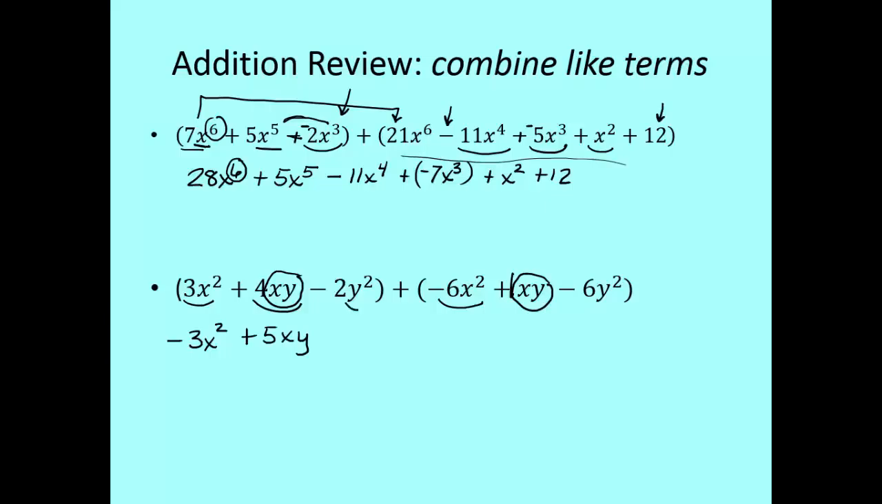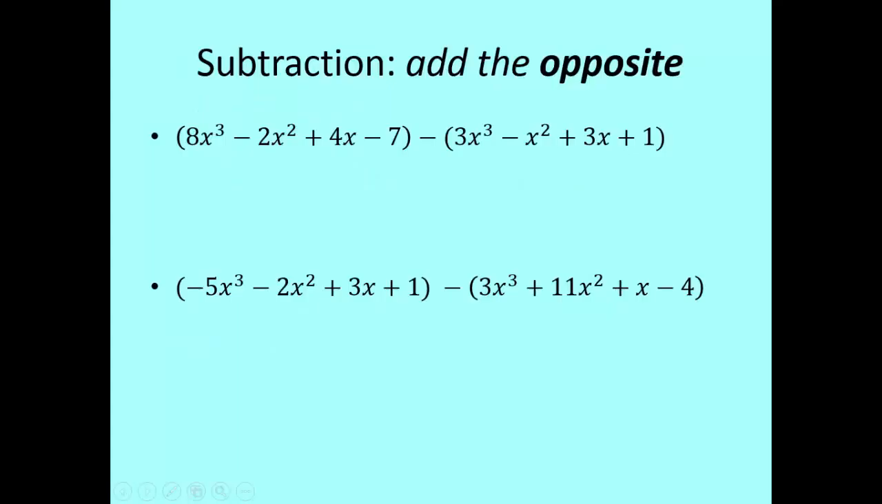And then I have a y squared. So we've got negative 2 and negative 6 all together. That's negative 8y squared, which I wrote as subtraction. Now subtraction is a little different. We are going to collect like terms, but when you see subtraction between polynomials, the first thing you need to do is think of that as negative 1 times everything. So we're going to change it to one big addition problem.